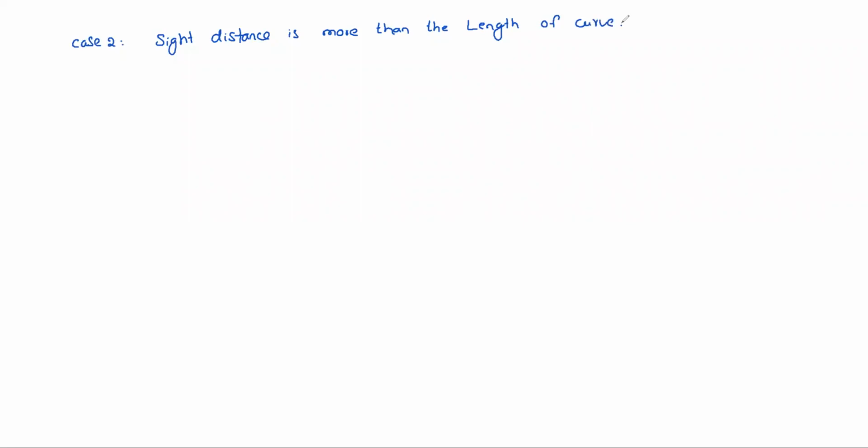Okay, more than the length of the curve. That means S is more than L. First, I will explain the single lane road.